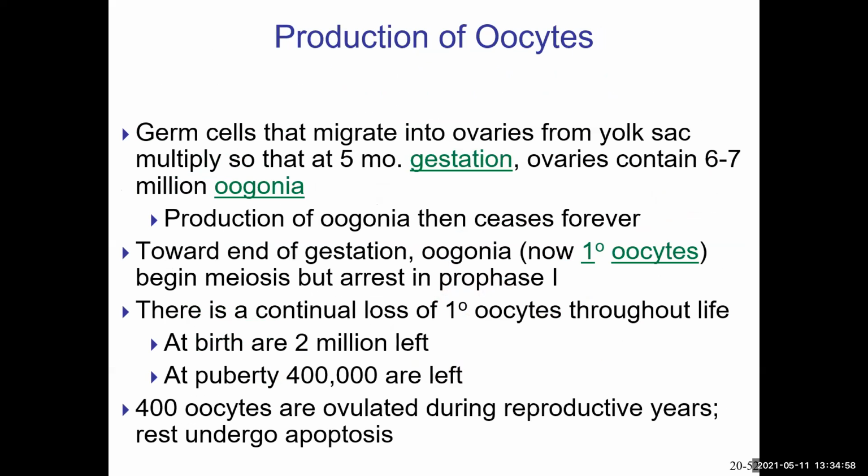Okay, so production of oocytes. Can you imagine why? Let me talk about, last time we talked about spermatogenesis. There was early spermatogenesis and late spermatogenesis. For late spermatogenesis, we used a different terminology. And the terminology was?